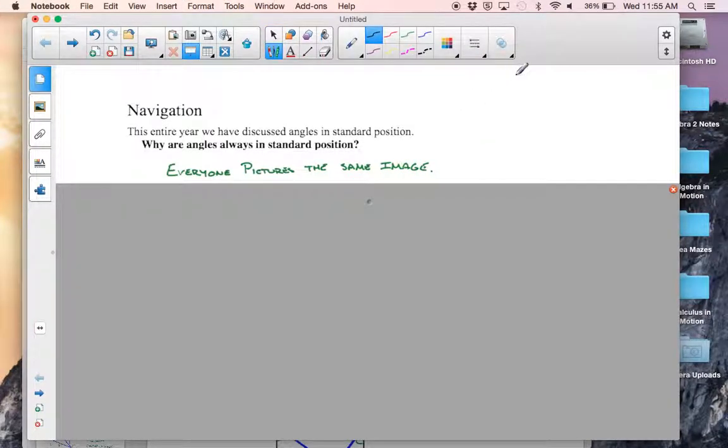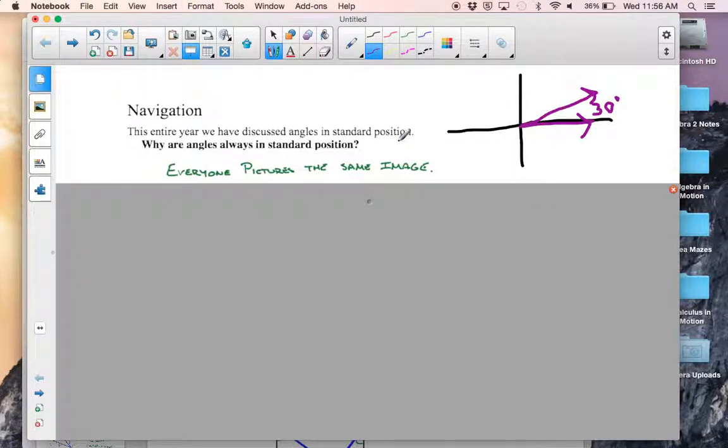So for example, if I say draw 30 degrees in standard position. Well, you guys all know standard position means your initial side is on the positive x-axis, your terminal side goes counterclockwise, and that this right here would be 30 degrees.